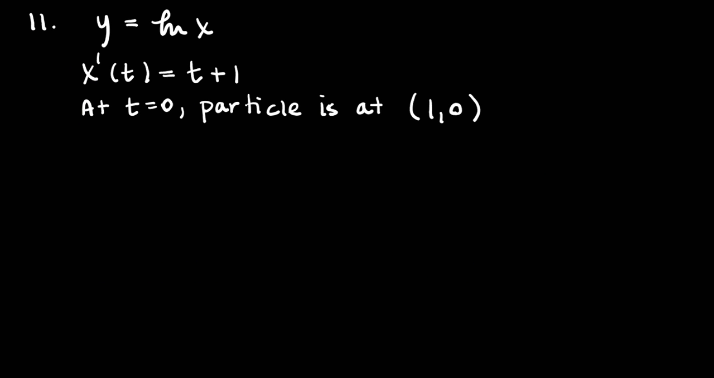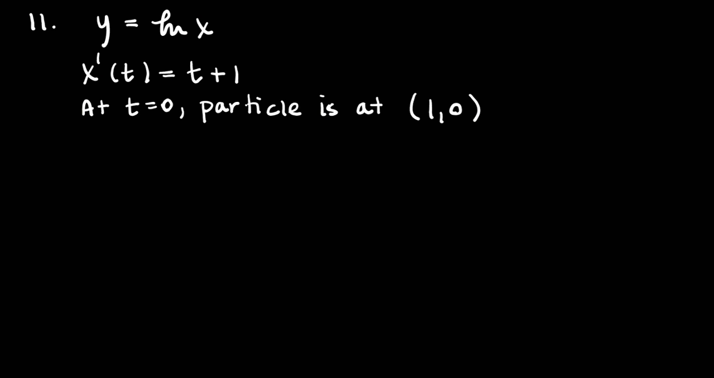All right, this is a type of problem I didn't think was going to be on this problem set, but it appears it is. Okay, we're moving along the curve y equals log x with a given x velocity, and we want to find the position of the particle at time t equals 1. So we're going to be able to do that.